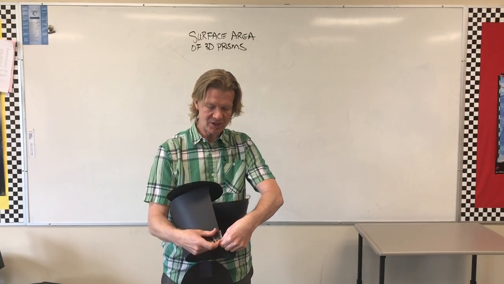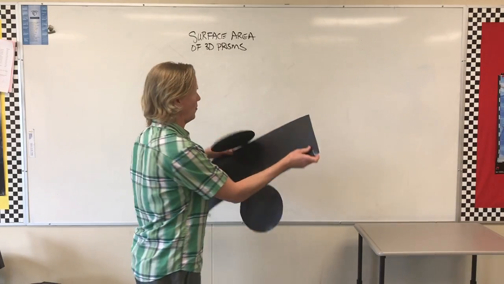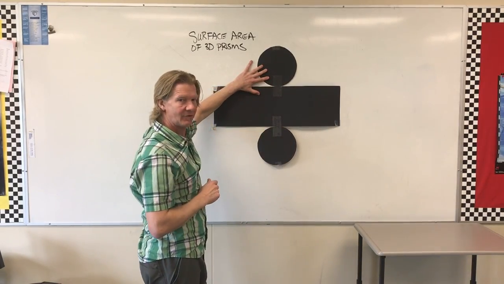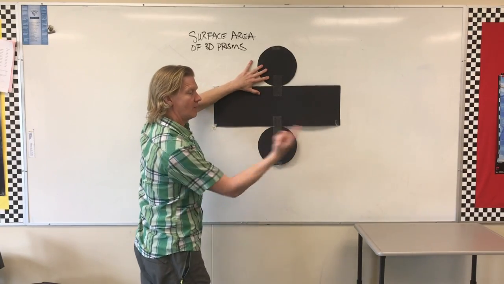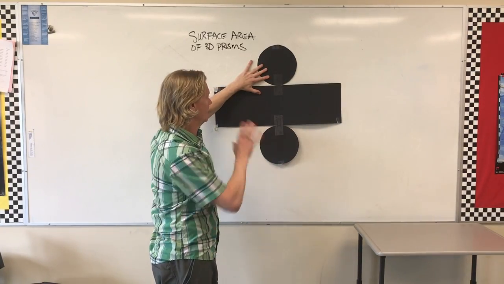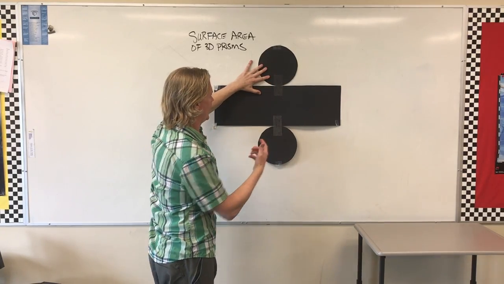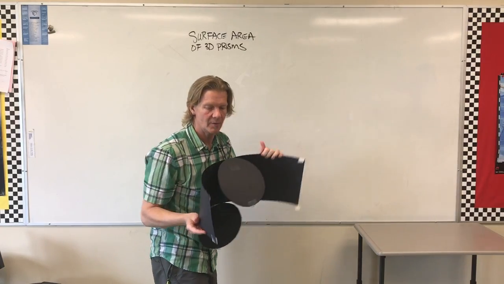This cylinder is actually made up of 2 circles and 1 rectangle, right? So when I open this up, I get this shape. That's the net for a cylinder, okay? Now this rectangle makes up the curved part of the can, the Coke can or the pop can or the soup can, whatever, right? This is the circular part when you open it up.